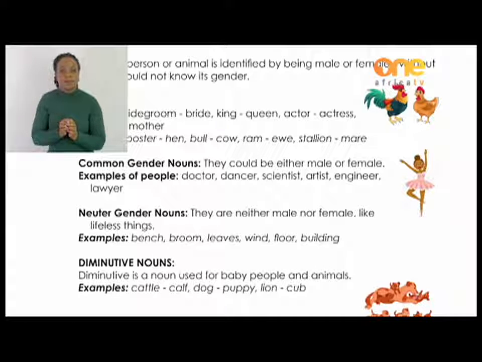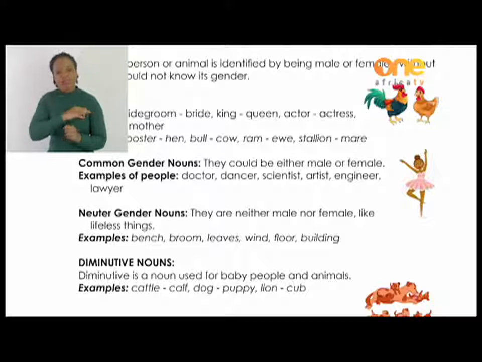There are also other gender nouns that we call neuter. They are neither male nor female, like lifeless things, non-living things. You cannot say this table is a male table, or that chair is a female chair. So they are called neuter gender nouns. They are neither male nor female, like lifeless things.